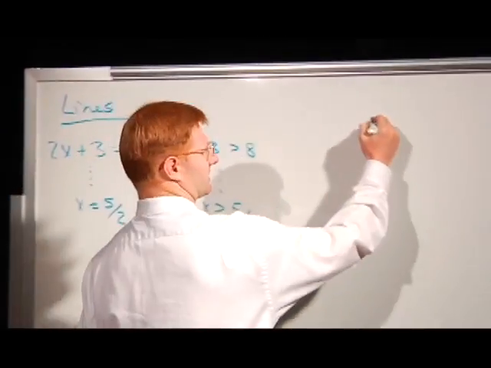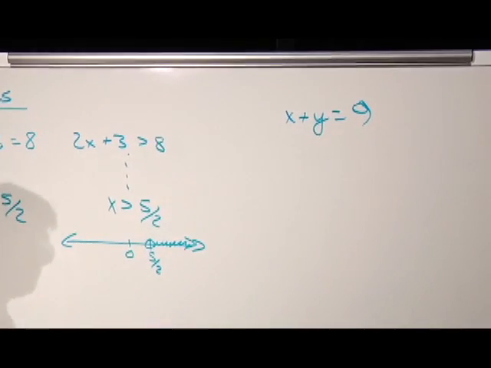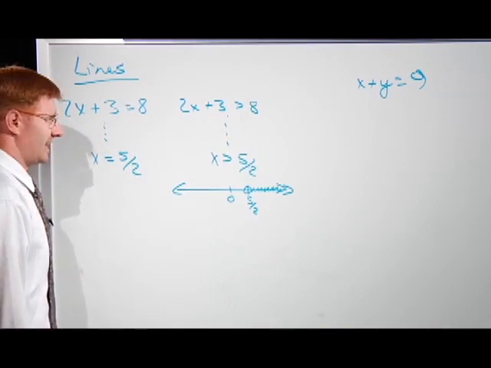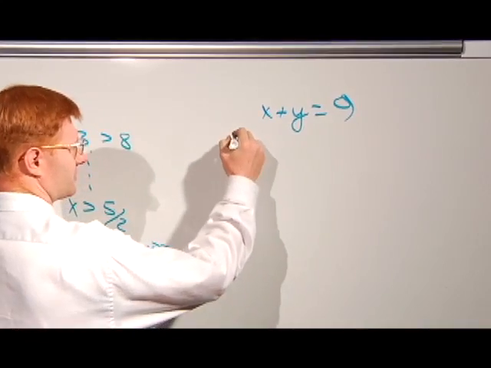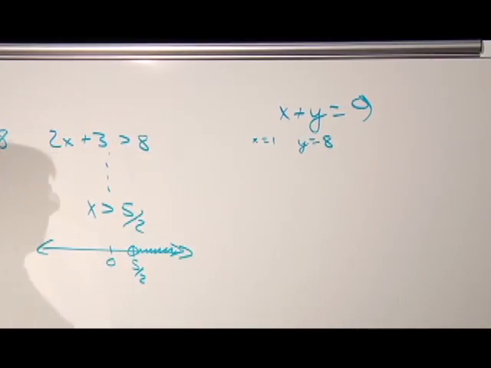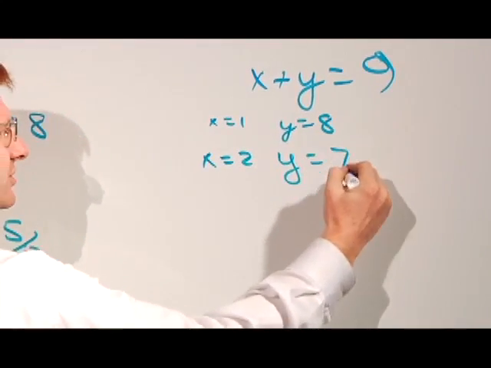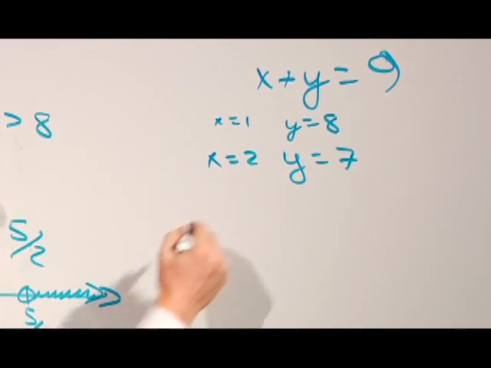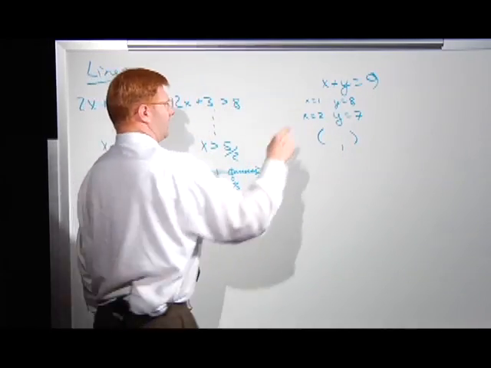Well, if I tell you something like x plus y equals 9, well, you need two numbers to make an answer, first of all. So you have x equals 1, y equals 8. There's an answer. It makes it true, as long as they go in a pair. x equals 2, y equals 7. That's a pair. And so that's where we get a coordinate, meaning two numbers put together.